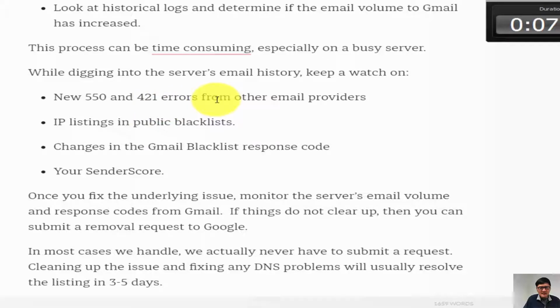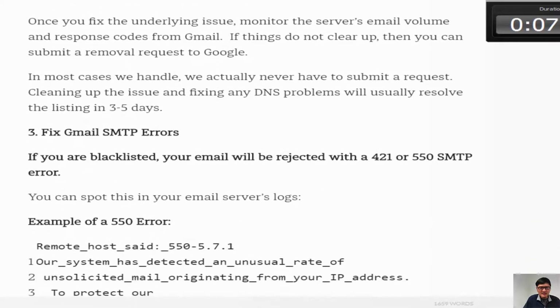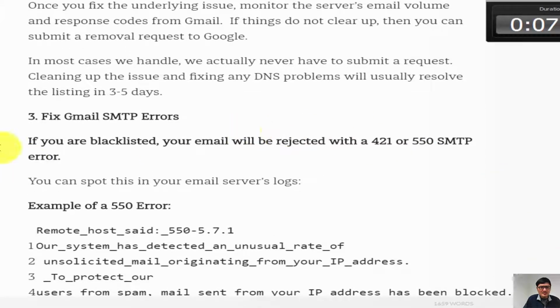Those are errors indicating Gmail thinks you're sending spam. The IP listing is public, but we talk about that. Change your Gmail practice and your sender score. Once you've fixed the underlying issue, monitor the server and email volume. In most cases, you have to submit a request to Gmail, and we talk about the SMTP error. The SMTP error is not from your email application, because your email host should have two parts. One is your email application, which we talked about just now, and the second part is the SMTP error.